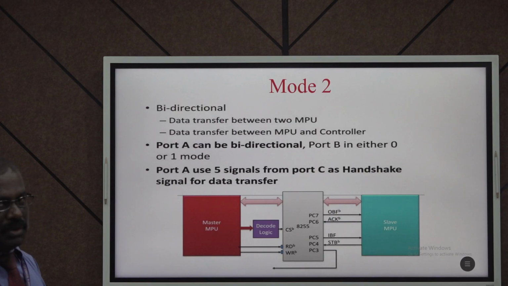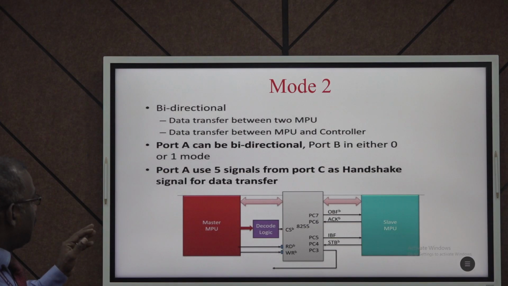And mode 2 is a bidirectional data transfer. Here we can transfer the data between 2 microprocessors, or we can enable data transfer between the microprocessor and the microcontroller. Only port A can be operated in mode 2, and while we are operating port A in mode 2, port B may be operated in either mode 0 or mode 1.